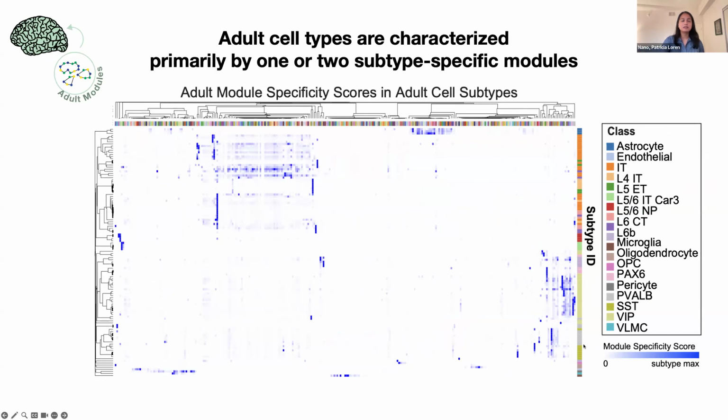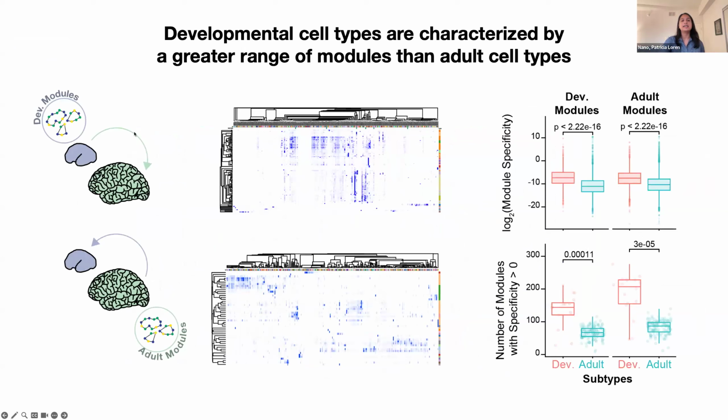And because the score is so systematic, you can then play mix and match and now ask how do developmental modules play in the adult, how do adult modules play in development. Either way, the trend still holds. Developmental subtypes are characterized by a greater number of specific modules.